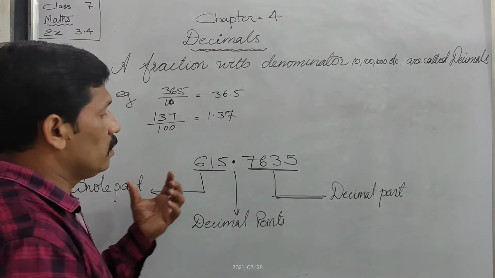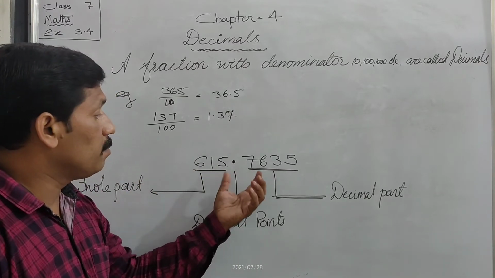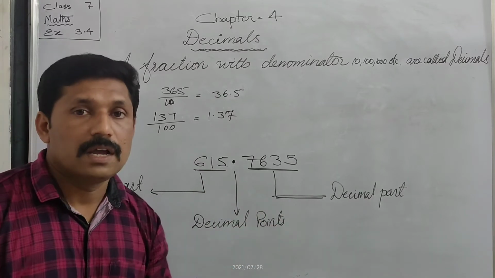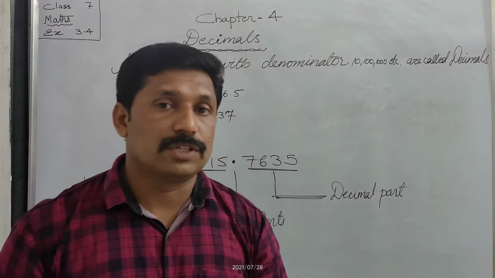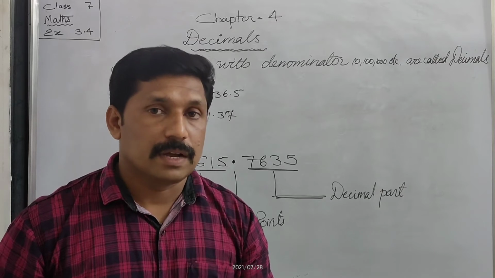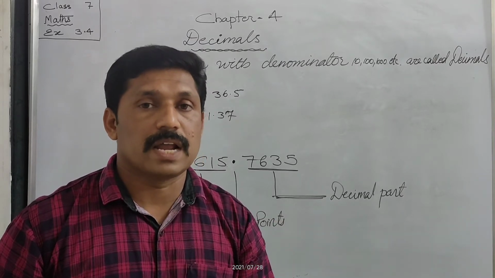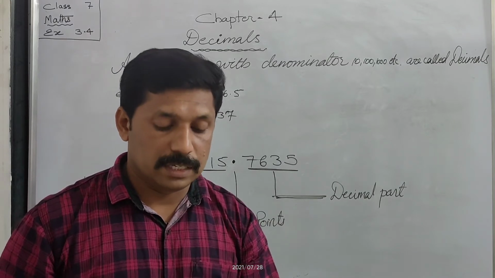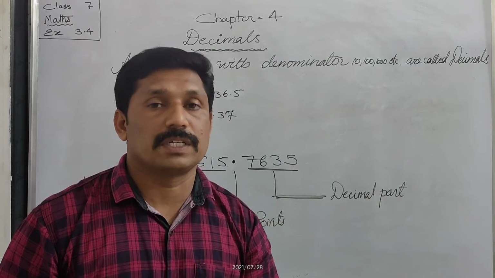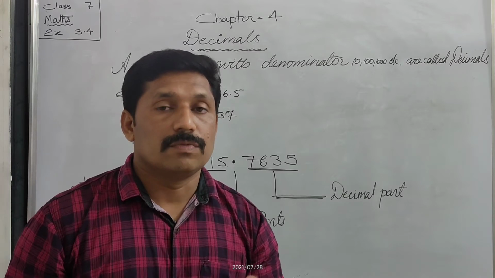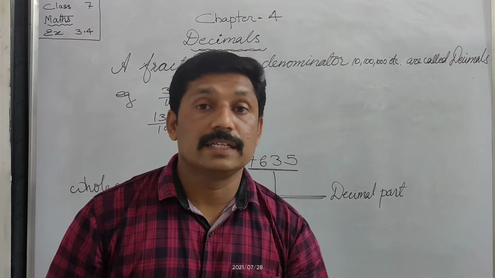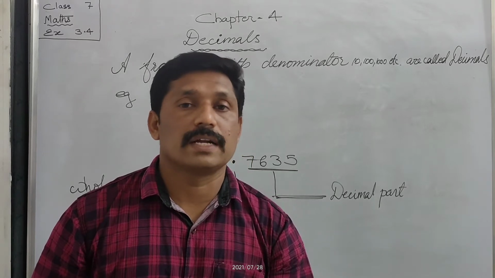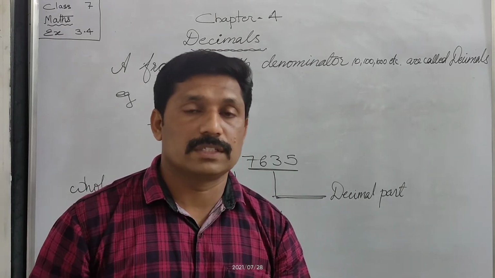Now we understand what a decimal number is, what the whole part is, what the decimal part is, and what a decimal point is. And now in this chapter we study the 4 operations of decimal numbers: addition, subtraction, multiplication, and division. How to perform these 4 operations, that we are going to study. So first we study the addition and subtraction of decimal numbers. How to add and subtract decimal numbers, that we are going to discuss now. Okay.